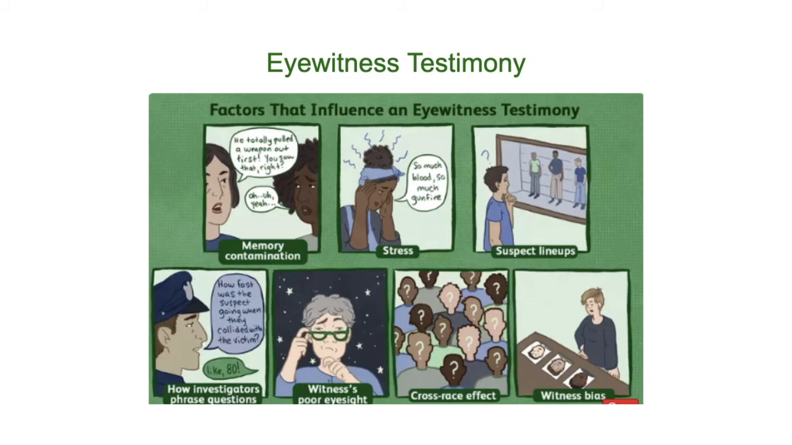Next is poor eyesight. Darkness, poor eyesight, an obstructive view, and long distance may be factors in a witness's ability to accurately recall events. Next is the cross-race effect. Everyone has difficulty recognizing individuals from other racial or ethnic groups. Witness bias. Eyewitnesses have preconceived notions about the type of people who commit certain crimes. Consequently, their bias affects how much information they retain about a suspect.